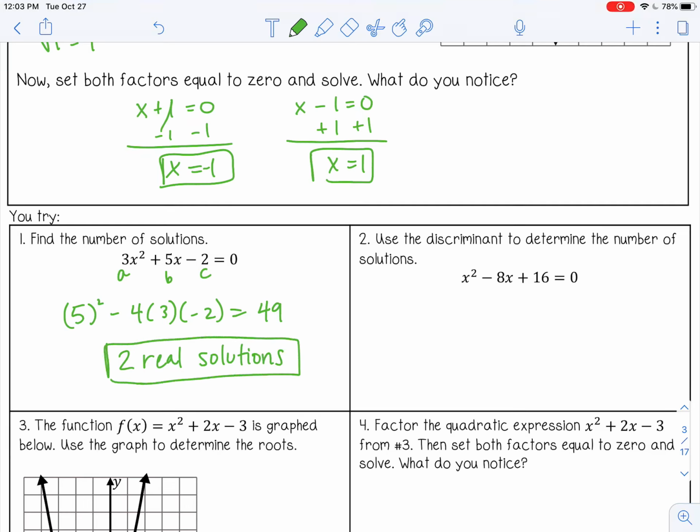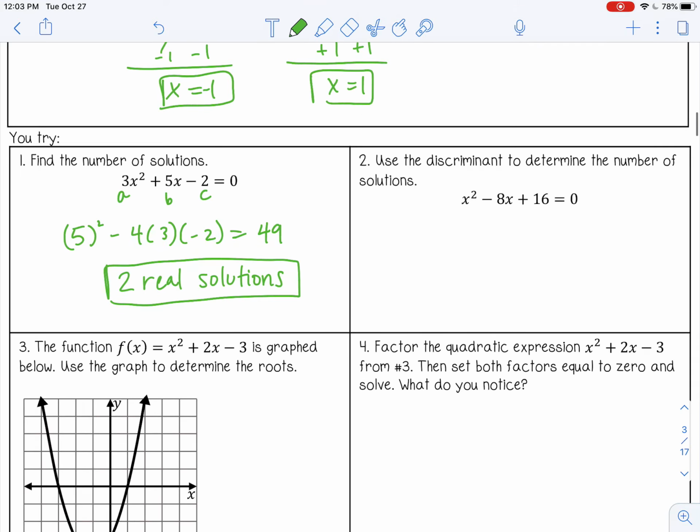All right, number 2, same thing. Go ahead and try that one by yourself. Okay, so a, b, and c. If you need more time, go ahead and pause the video. So let's see, negative 8 squared minus 4, 1, 16. So that would be 64. Minus 64, that's 0. So 0 means it has 1 real solution.